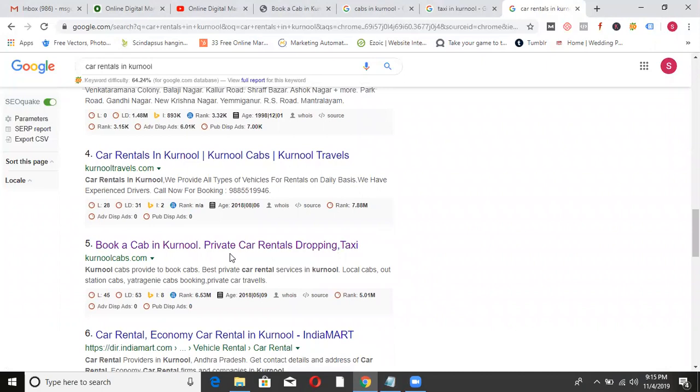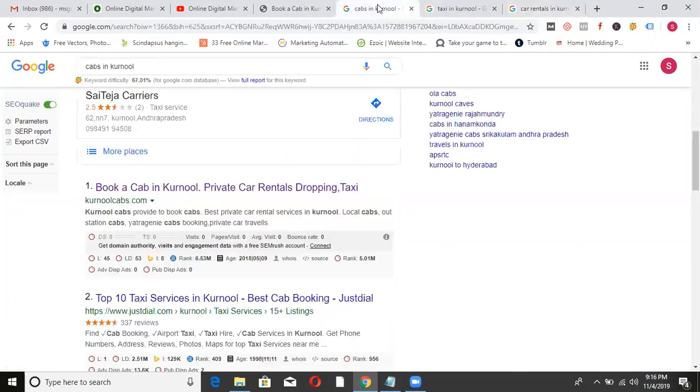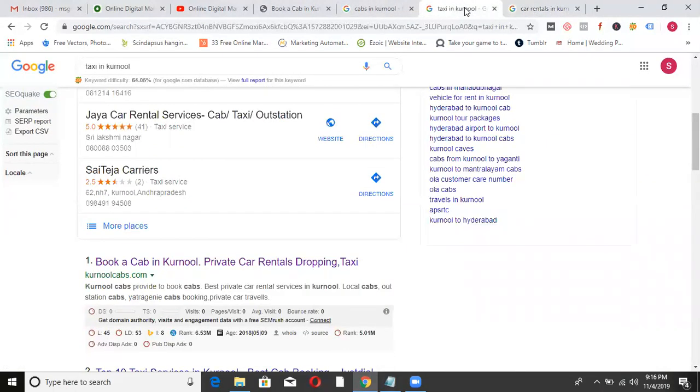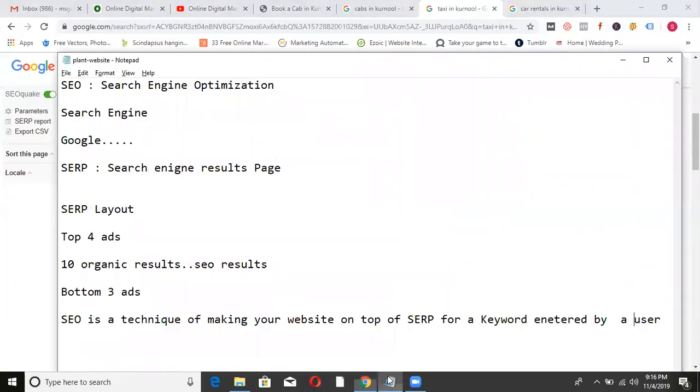Fifth one. So what I'm trying to say is, you might not be top for every keyword. You have to optimize for that keyword also. Then I'll be working on this keyword also to make it come on top. Google thinks that for the particular keyword, you are ranking 5th. You're the 5th most relevant website for that keyword. Whereas for the first and second keywords, you are the most relevant content Google has for that keyword. So it's a technique of making a website come on top of SERP for a keyword entered by the user.